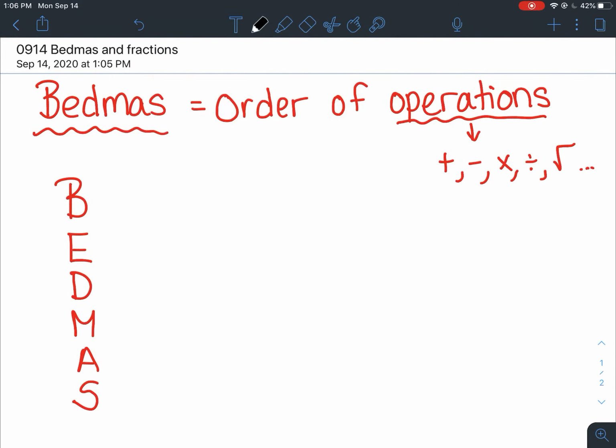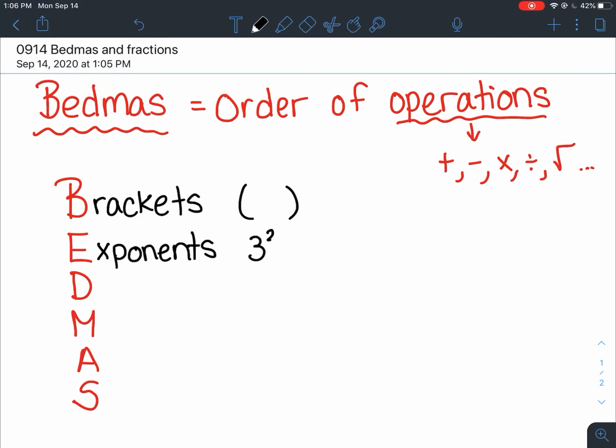So the B in Bedmas stands for brackets, and brackets look like this. The E in Bedmas stands for exponents, and exponents would be something like 3 to the power of 2, where that guy is an exponent. D stands for division, which is like a divide sign, or 4 divided by 2, so either one of those signs.